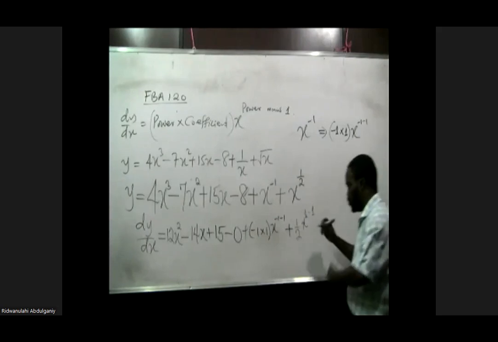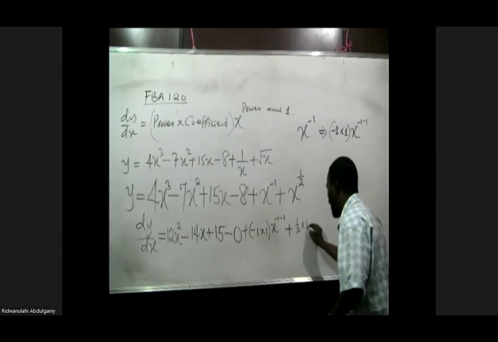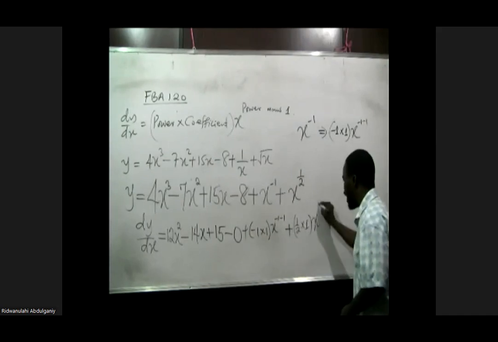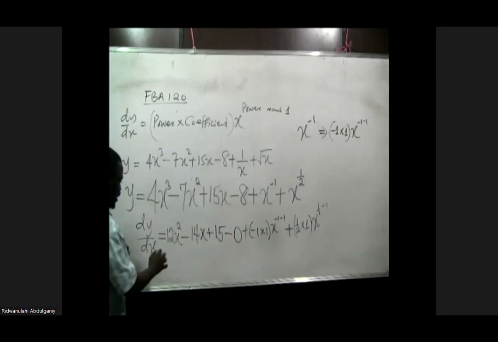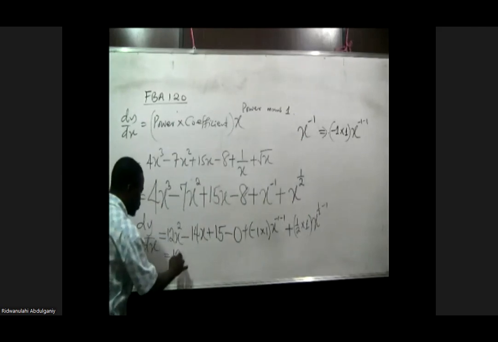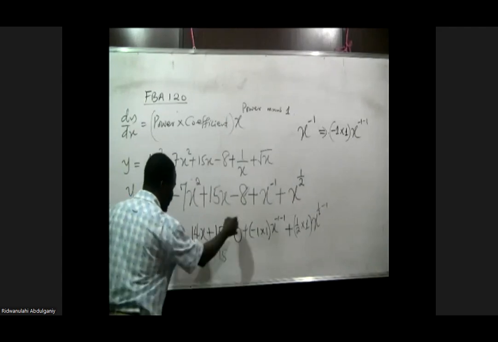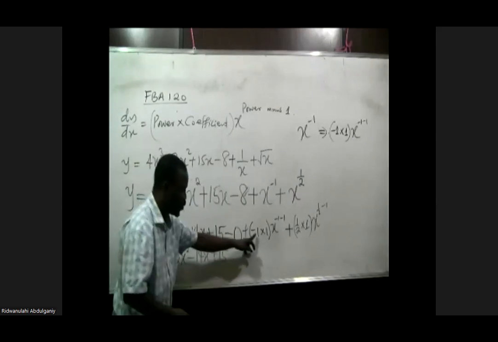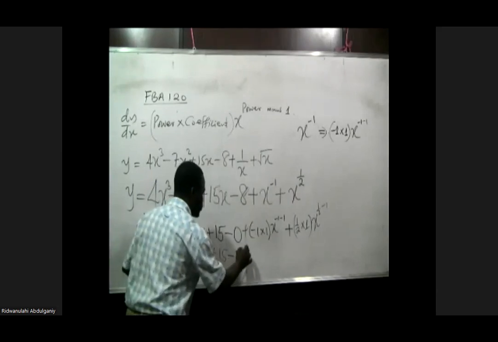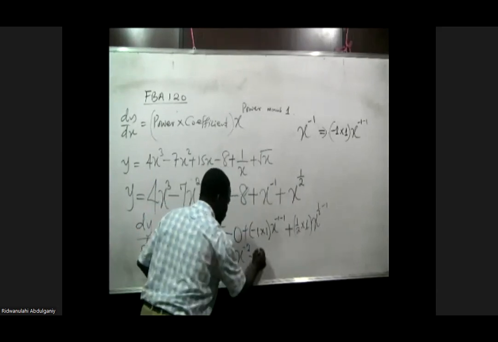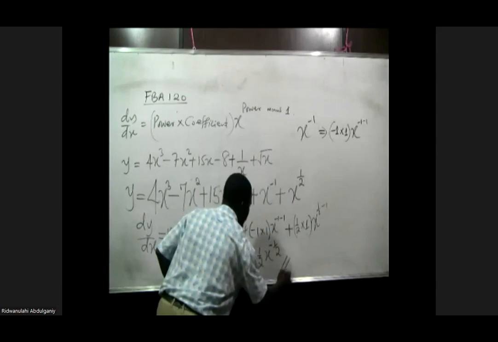Let me write this one this way. Half times 1, x raised to power half minus 1. So our final result, finally, and that's where I will stop tonight: 12x squared minus 14x plus 15. Of course, if 0 means nothing there, that one is off. Minus 1 times 1 minus x raised to power minus 2. Half times 1 is 1/2. x raised to power half minus 1 minus half. Final results.